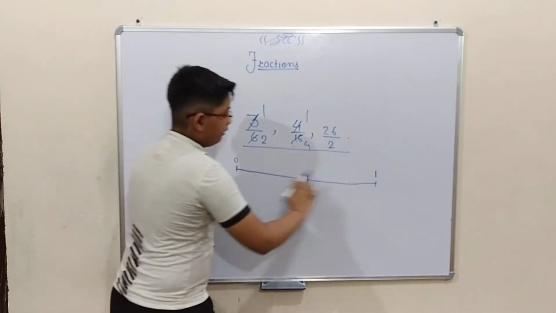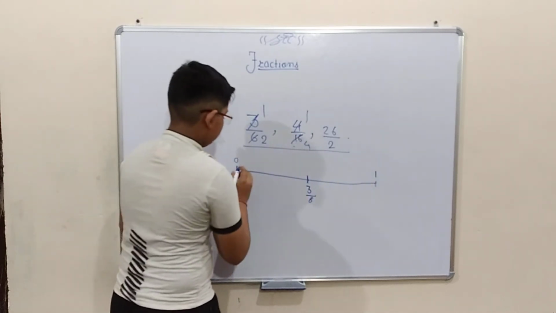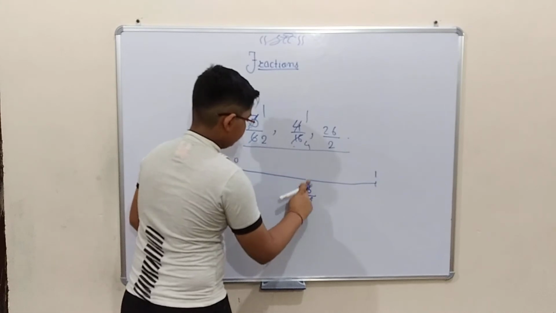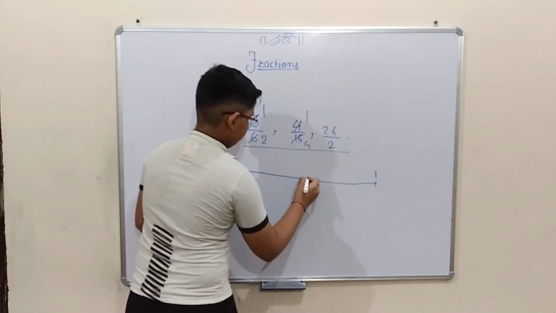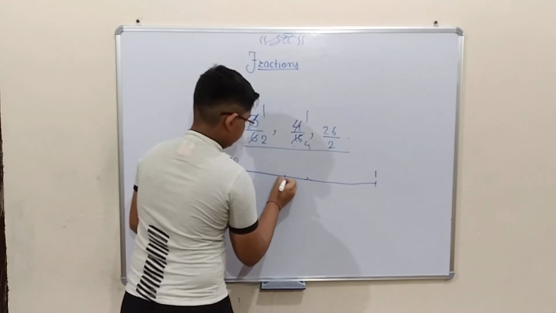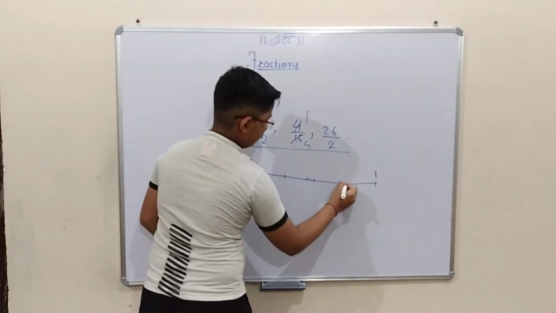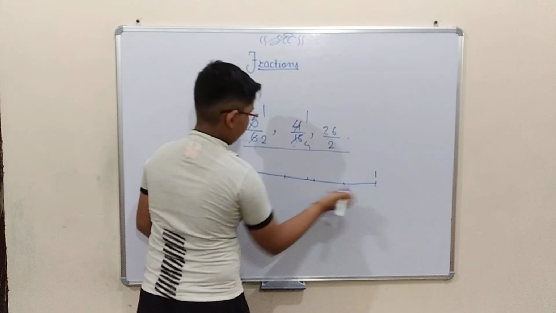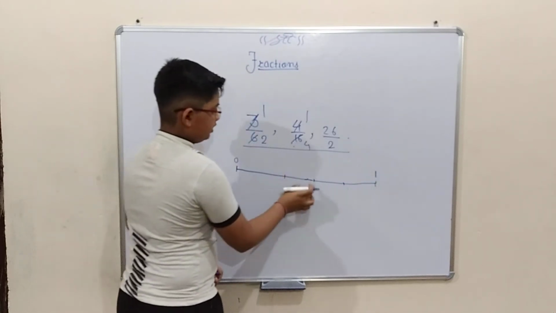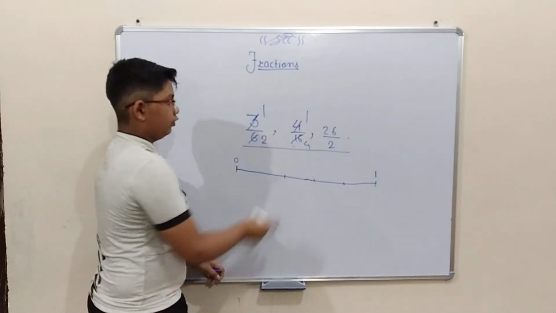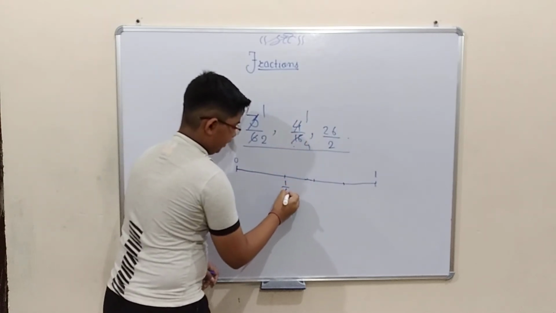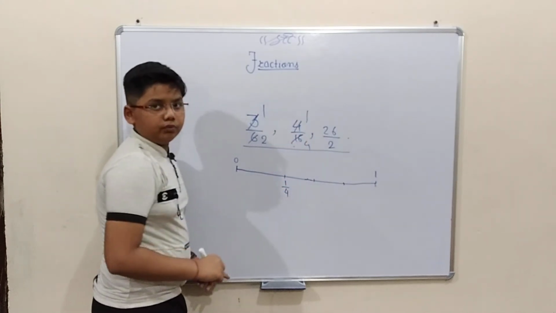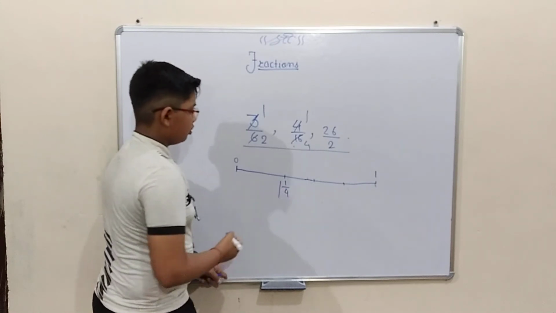4 means we have to divide this into 4 parts. First, second, third and fourth. These are the 4 parts. And one part of it, that is the first part. So here will be 1 by 4. That is 0.25. Why is 1 by 4 equal to 0.25?